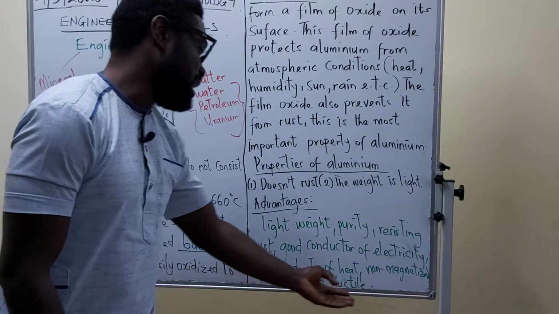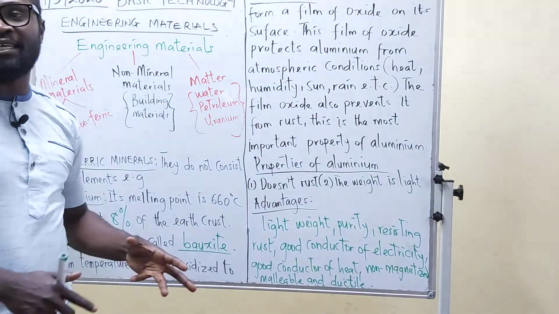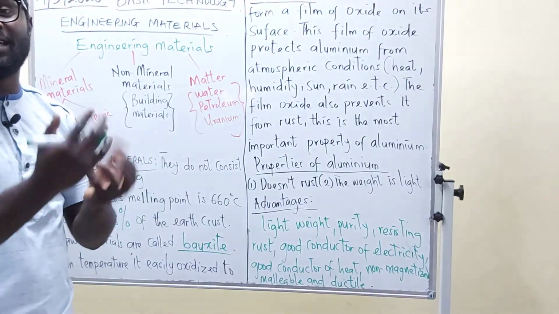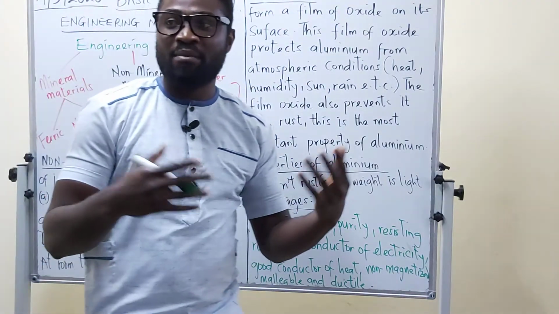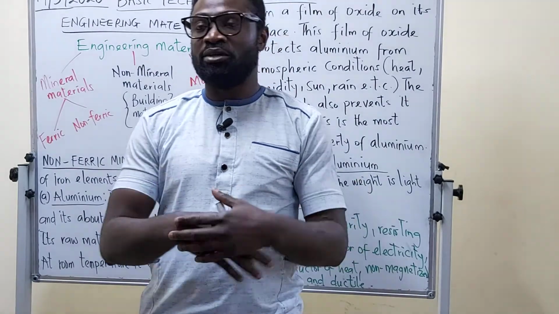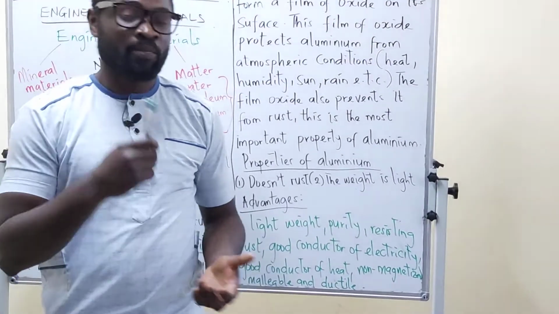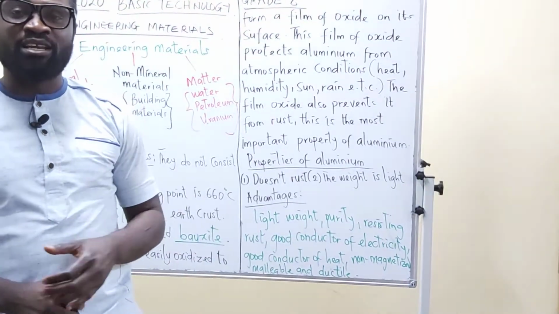Then it is malleable and ductile. From the picture displayed via the projector, you can see that aluminium can take different shapes. That shows it is malleable, it is ductile, it can be bent into different forms or kinds of directions. So that will be the end of the class today.